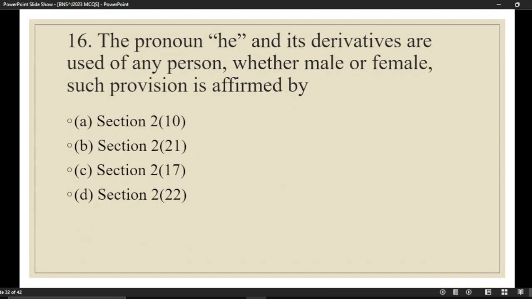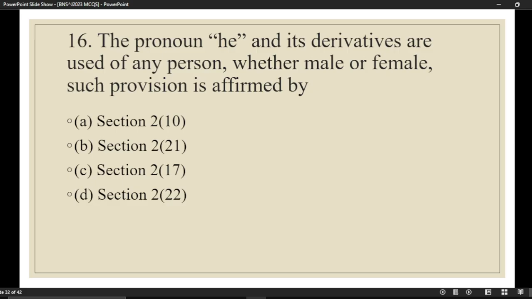The next question is, the pronoun he and its derivatives are used of any person whether male or female. Such provision is affirmed by. So here it is talking about in which of the following sections the definition of gender has been provided.